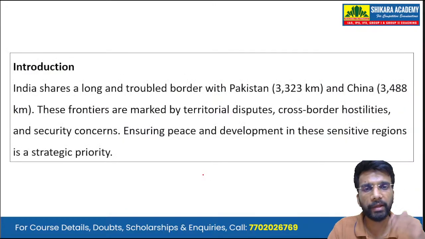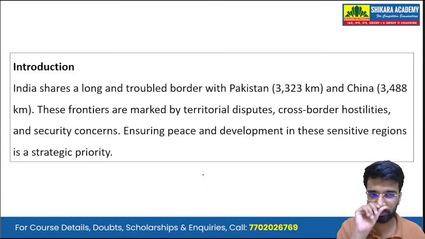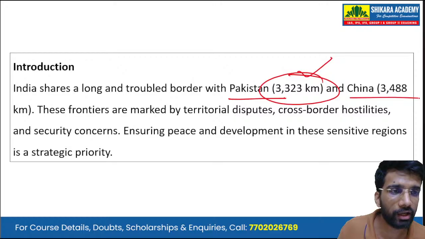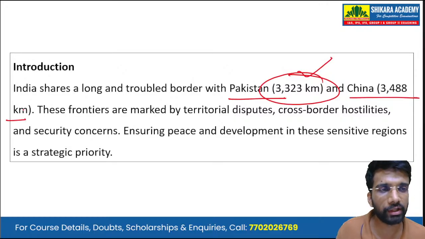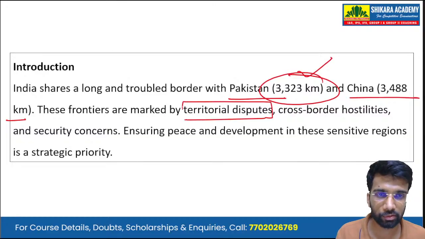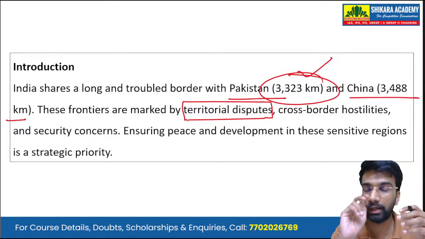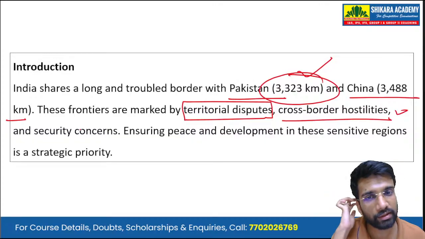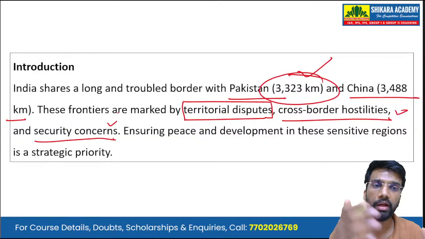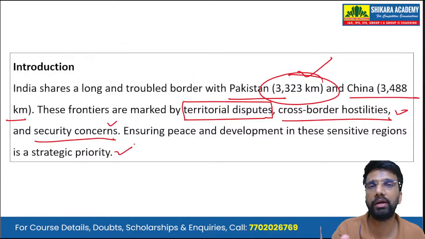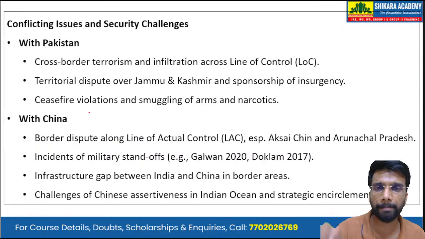Now, starting with introduction, India shares a long and troubled border with Pakistan. With Pakistan, we have a border of around 3,300 kilometers, and with China, that is a bit longer, that is 3,400 or 3,500 kilometer border. These frontiers are marked by territorial disputes. So, what happens in these borders? So, there are territorial disputes, there are cross-border hostilities on both the borders, and there are security concerns. Ensuring peace and development in these sensitive regions is a strategic priority. So, this is our introduction.